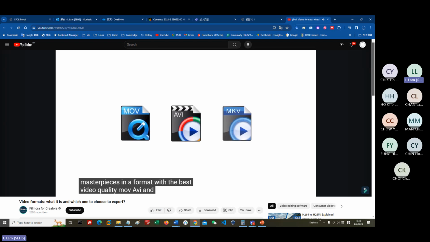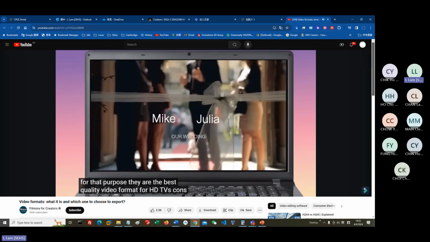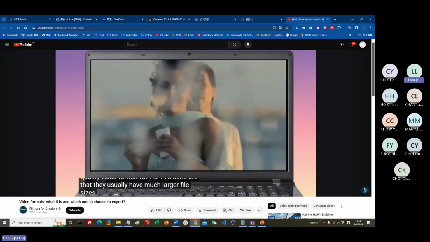MOV, AVI, and MKV are great for that purpose. They are the best quality video format for HD TVs. Cons are that they usually have much larger file sizes.